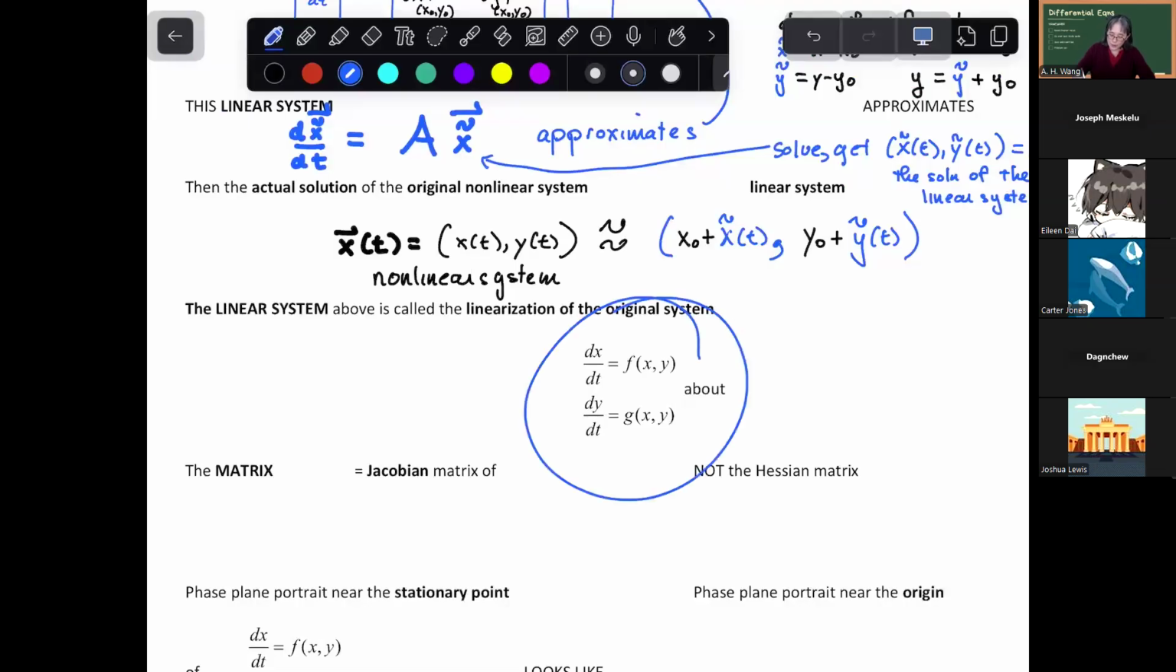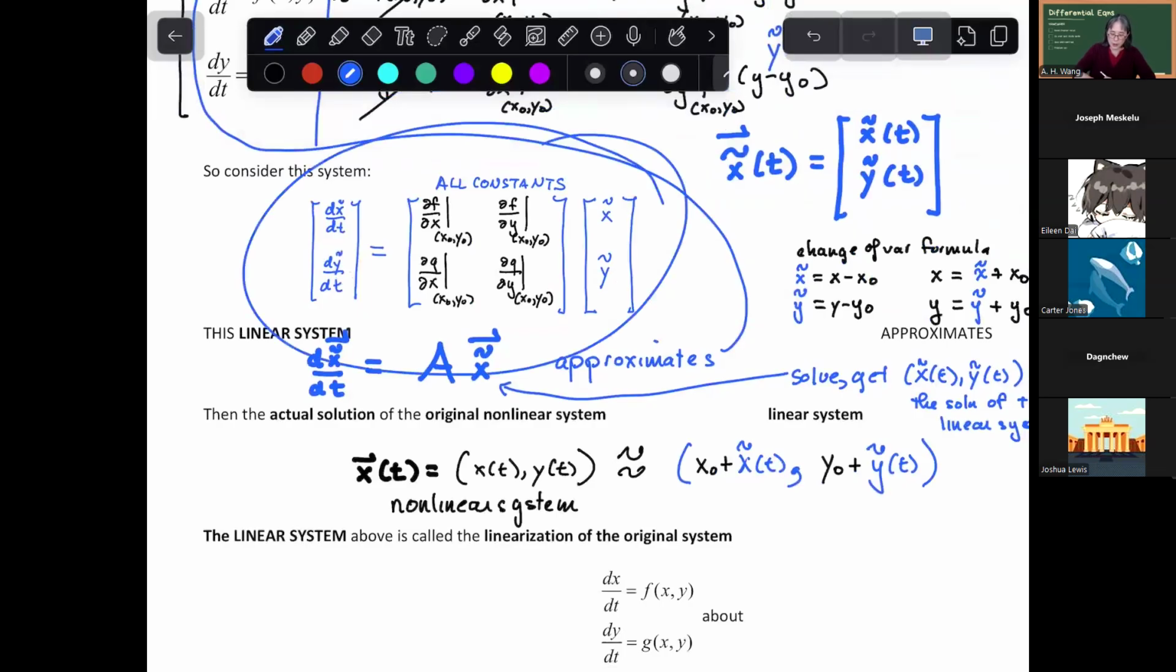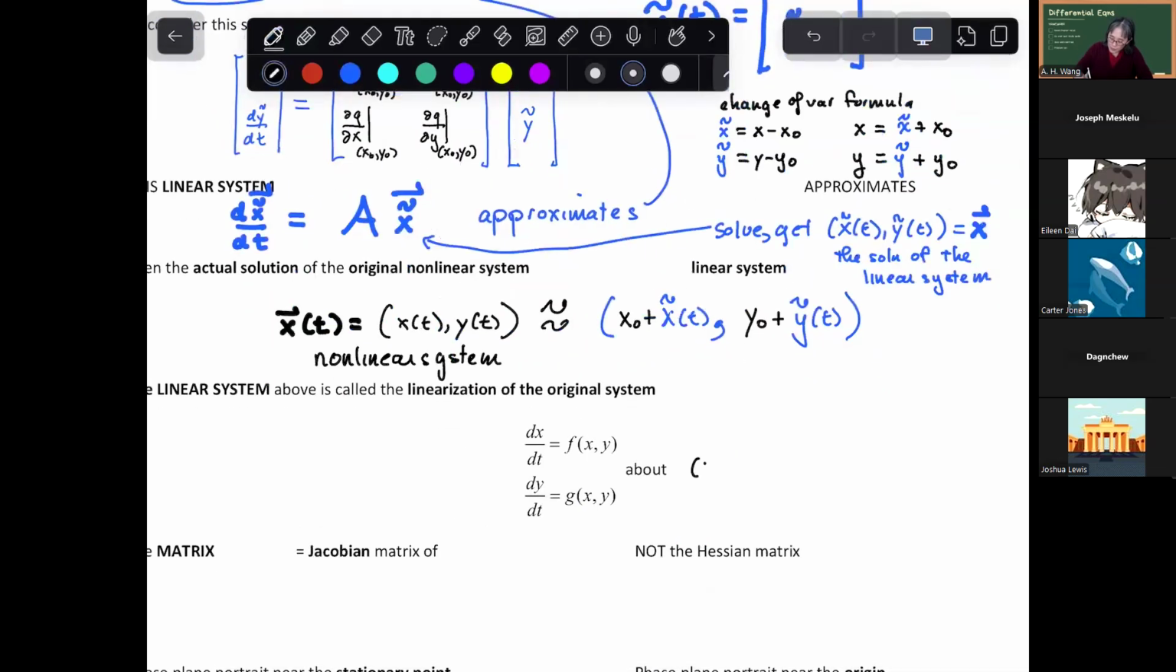This is the original system. This is the linearization. Okay. And you say that that is all about x naught, y naught, and you want x naught, y naught to be a stationary solution. Okay, so this is going to be a stationary point.